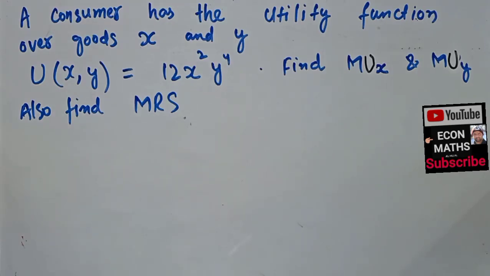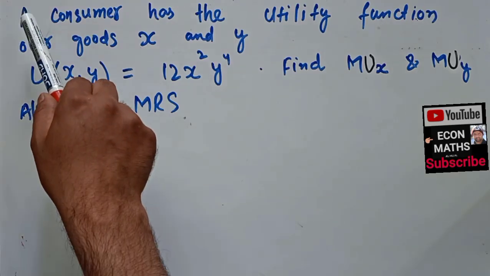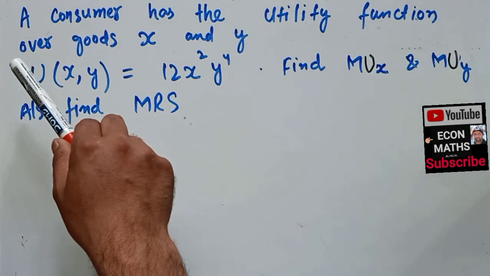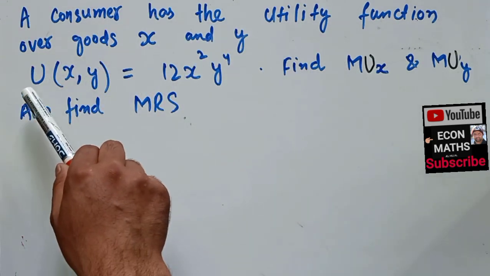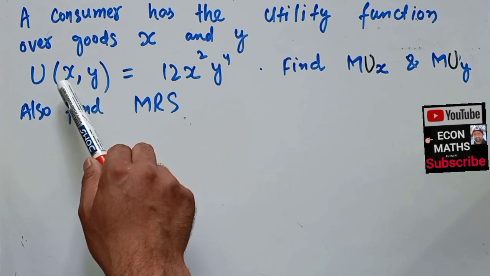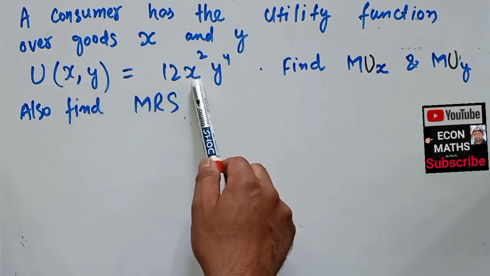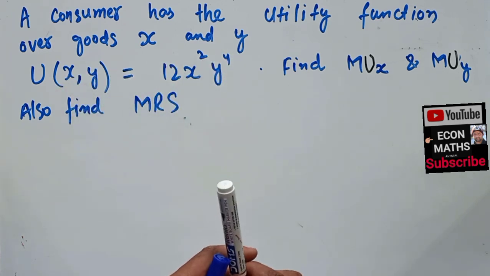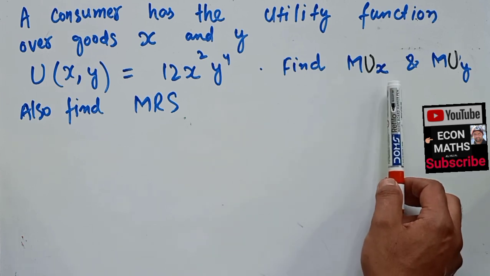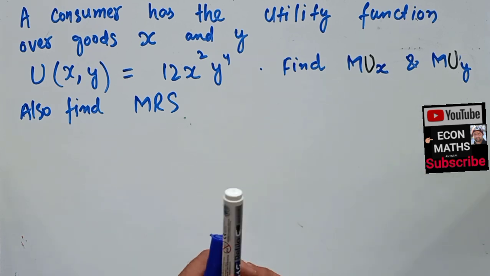In this video, we will solve a question on how to find marginal rate of substitution. The question is, a consumer has the utility function over goods x and y as: utility is a function of two goods x and y, which is equal to 12x square times y raised to the power 4. We need to find out the marginal utility of good x and y and also find the corresponding MRS.